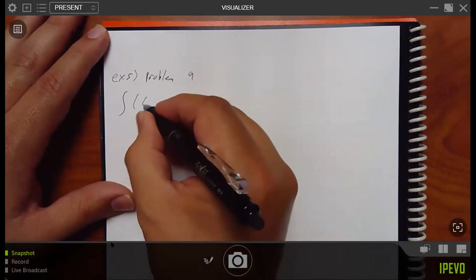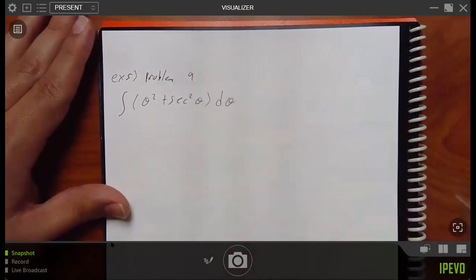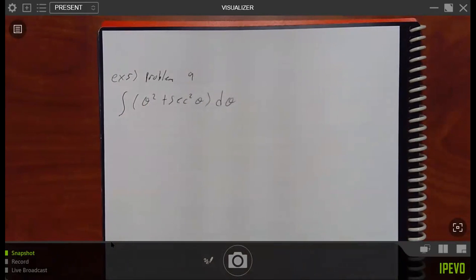Integrate, let's do this guy first: theta squared plus secant squared theta, d theta. Don't let the variables change things. It's the same thing. Just pretend it's an x, right? So the first thing we should do is separate them and integrate each part. Just remember that the trig functions have their own rules. You just have to either memorize them or have them on a note card or formula page.